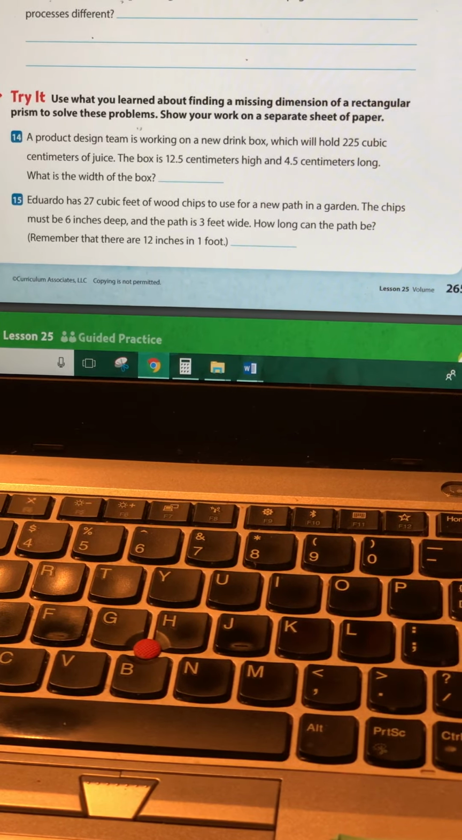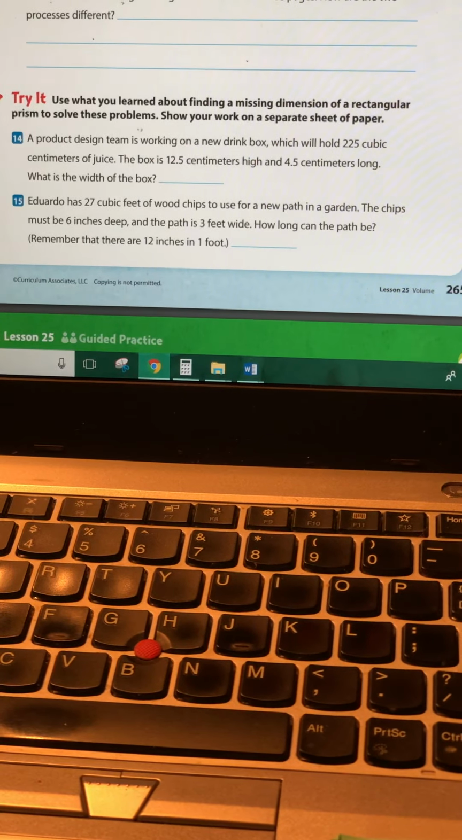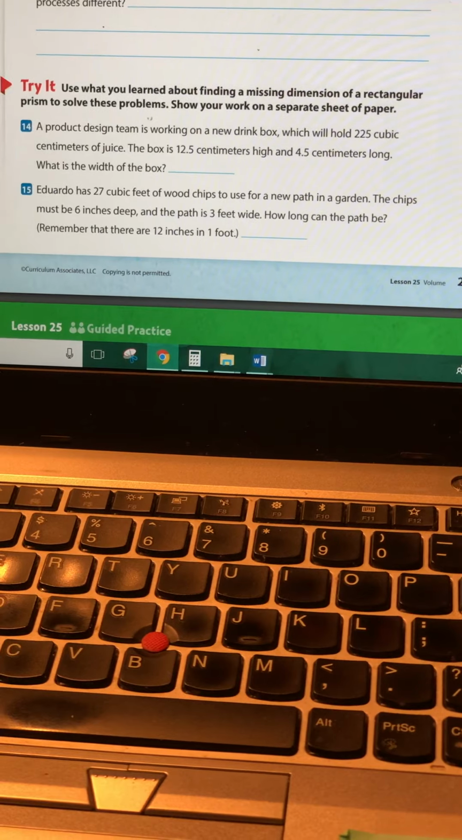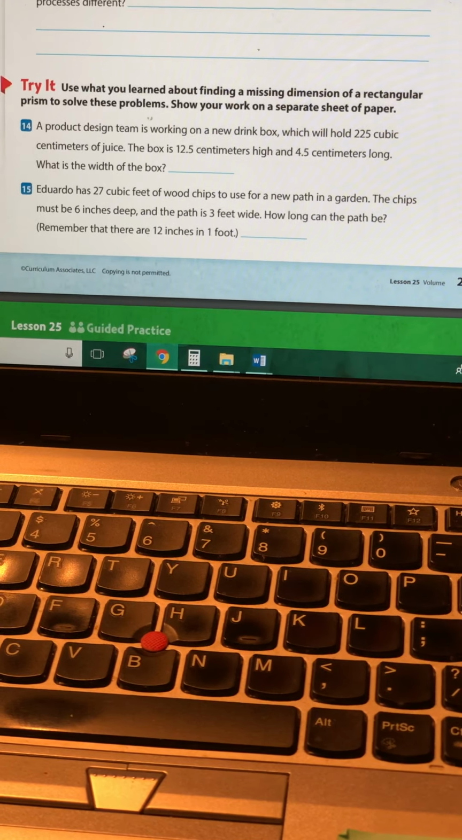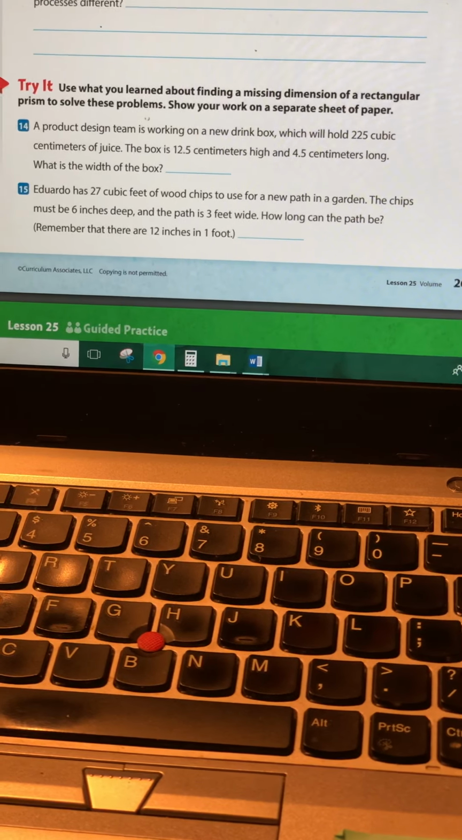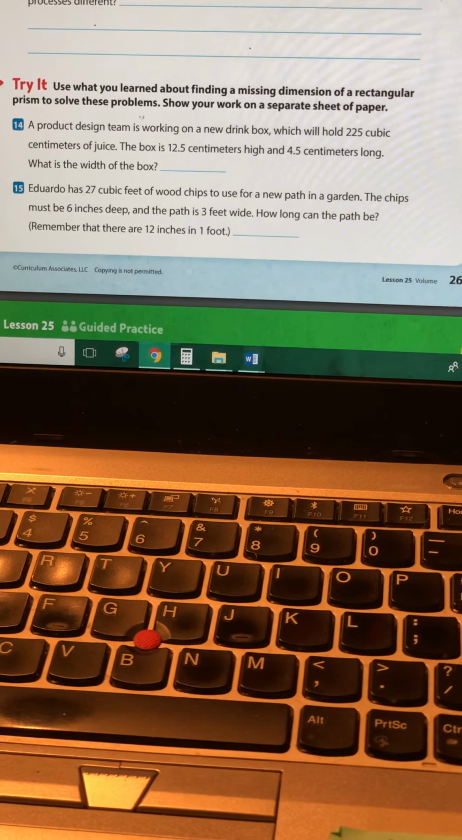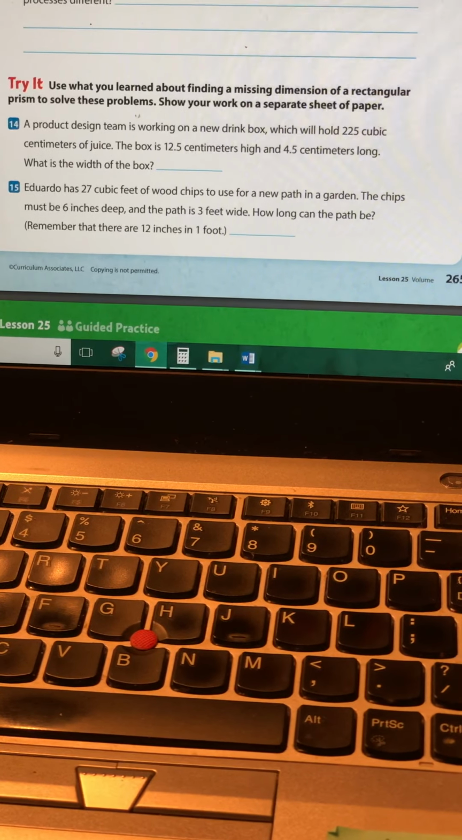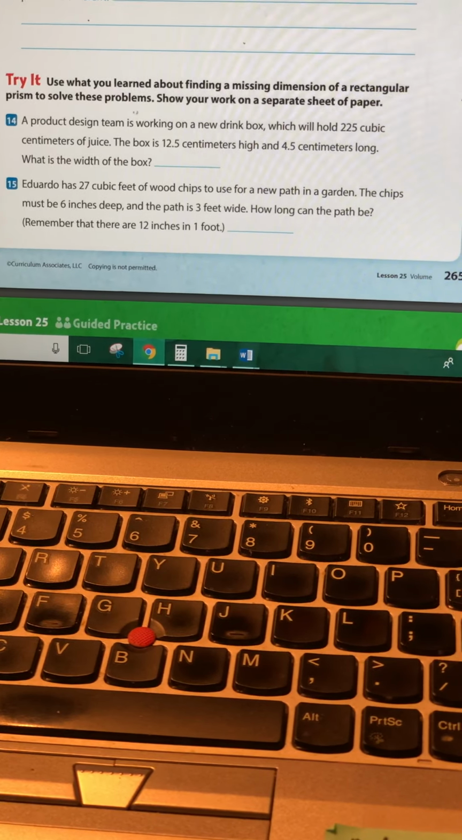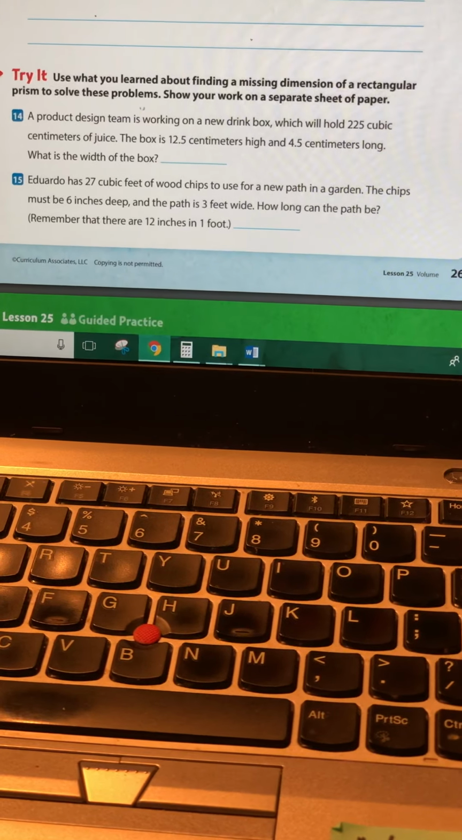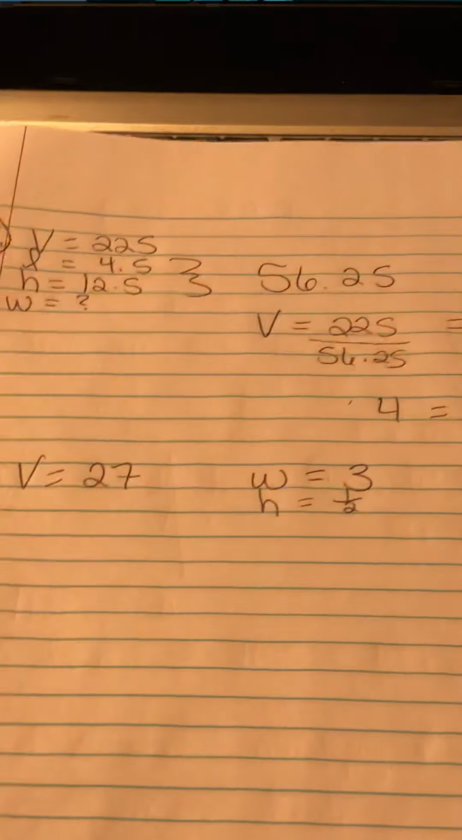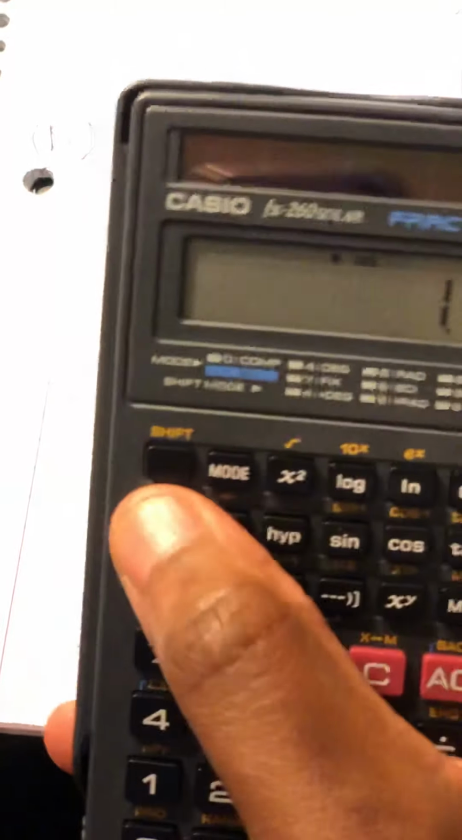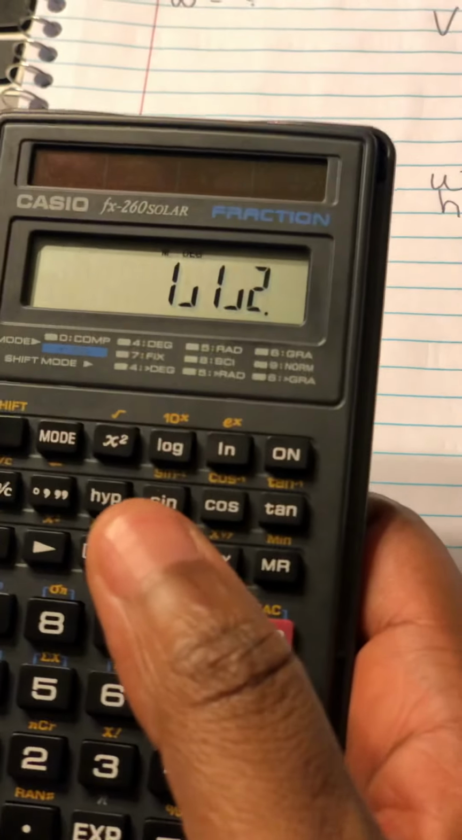So here we have the volume of 27. And I know I'm going to have to divide, okay? And what are the 2 things that we have to multiply? We're going to multiply the width of 3, and we're going to multiply the depth or the height of 1/2. Remember, we're not going to use that 6 because we need to make everything turn into feet. So I'm going to multiply 3 times 1/2, and let's see what we get. So 3 times 1/2, and I get 1.5.